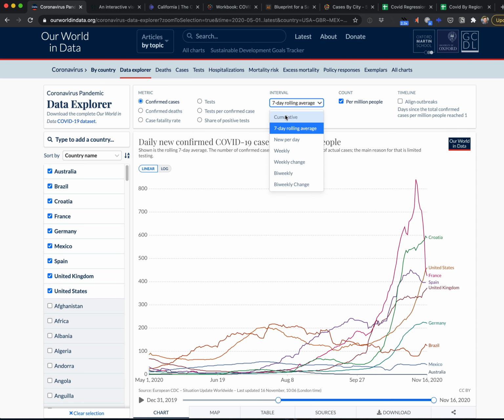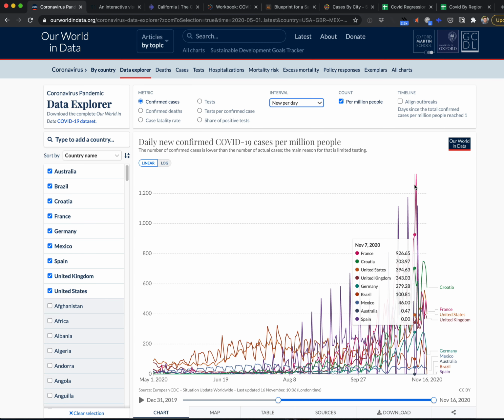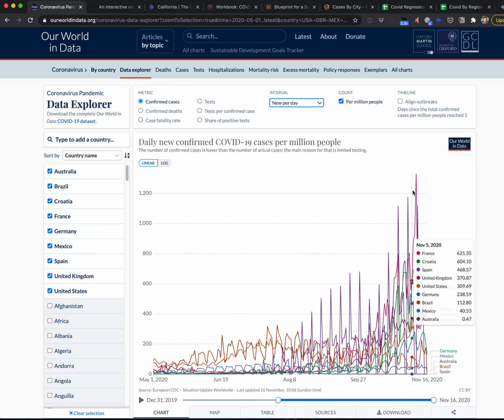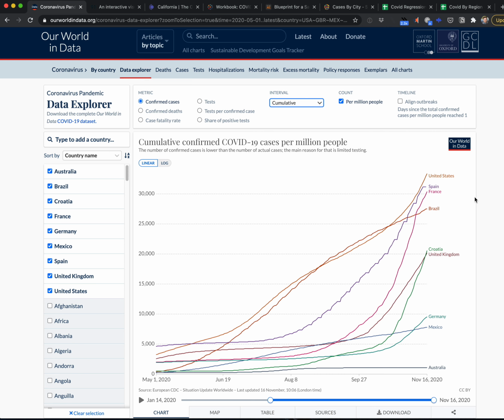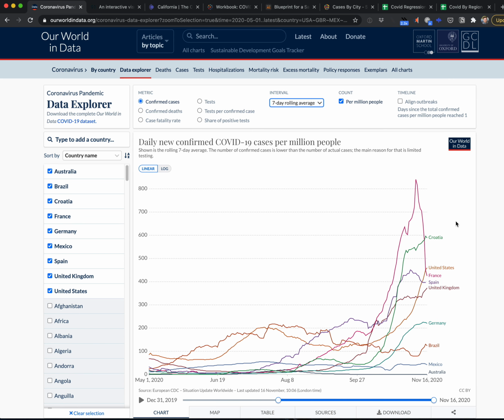7-day rolling average is important because if you just look at new per day, the regimen of testing might mean that it has a spike on the weekend. So this is actually not very useful. And so you look at cumulative as well, and also not very useful because a lot of these people have recovered and are not transmissible anymore. So the 7-day rolling average is like a nice mix.